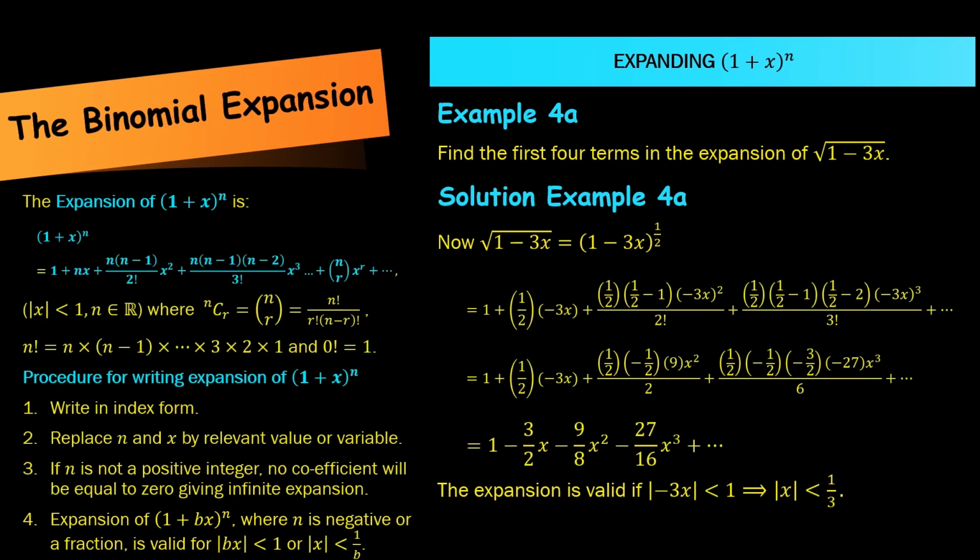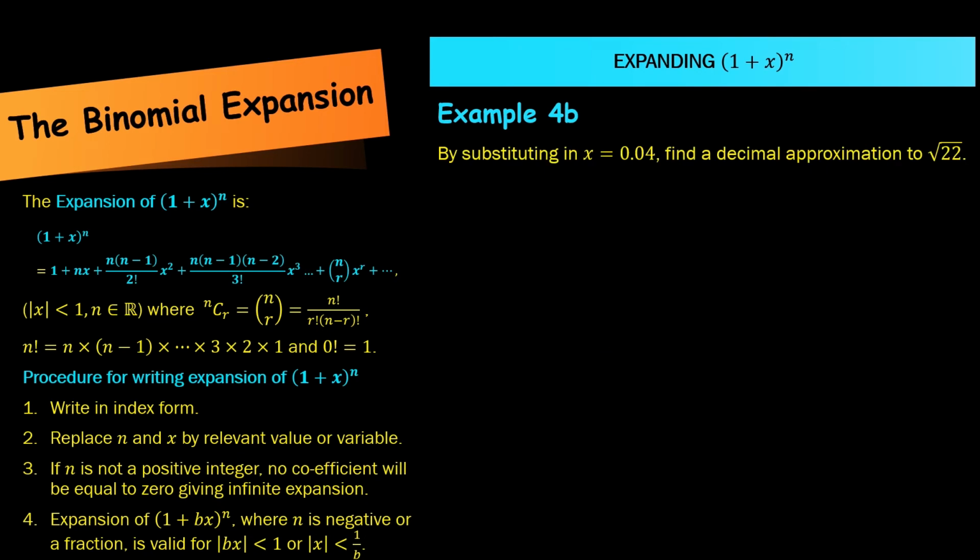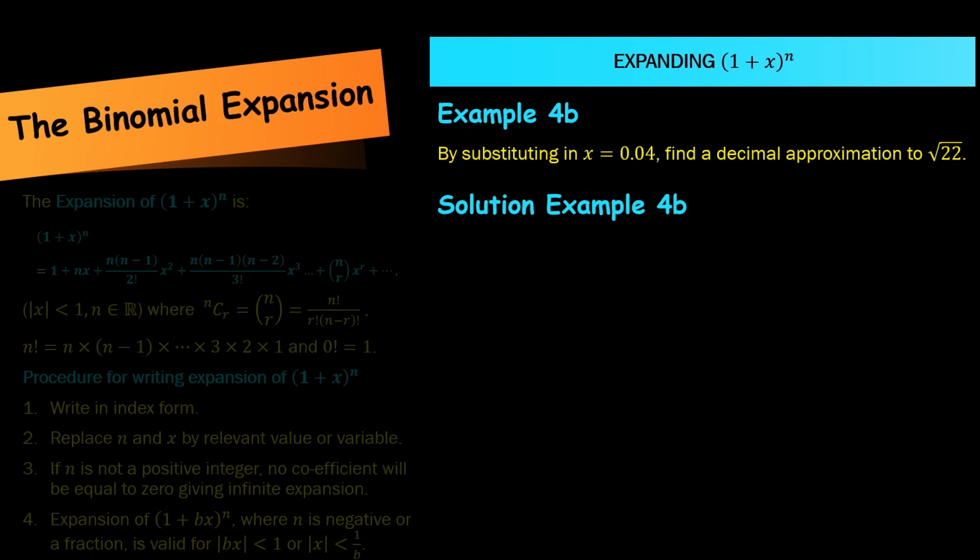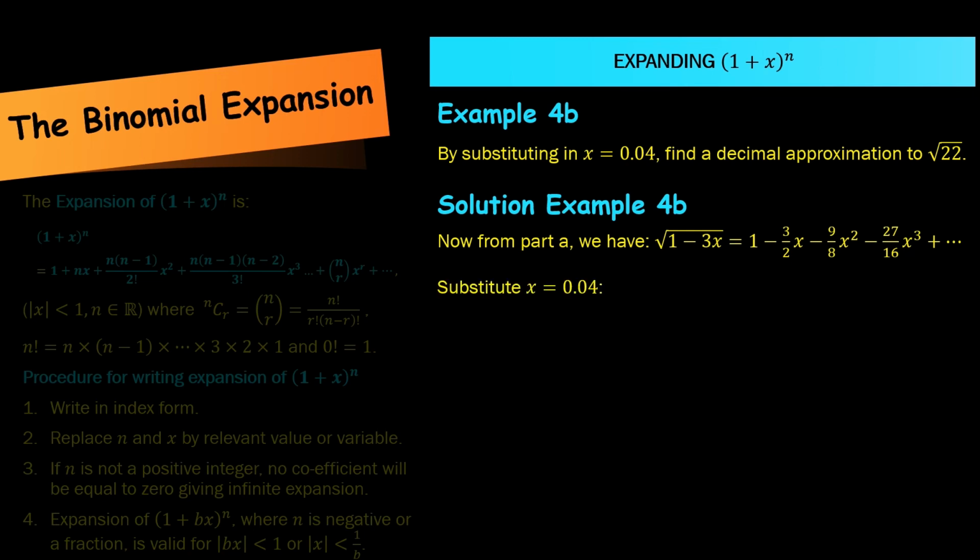And now for part B. By substituting in x equals 0.04 in our series expansion, find a decimal approximation to root 22. From part A, we have this series expansion for root 1 minus 3x, as highlighted on your screen. If we substitute x equals 0.04, we obtain this estimation here for root 1 minus 3 times 0.04.